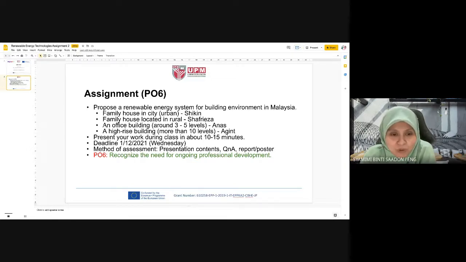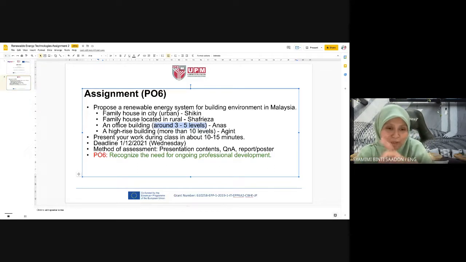And then an office building. Because just now I heard Anas doing a study on a school building, maybe you can replace it with a school building, because the objective is that I want to compare buildings at a medium level, 3 to 5 floors maximum. A school is only about 3 floors, not very tall. And then a high-rise building, maybe a higher office building or a hotel. So that is the fourth type.